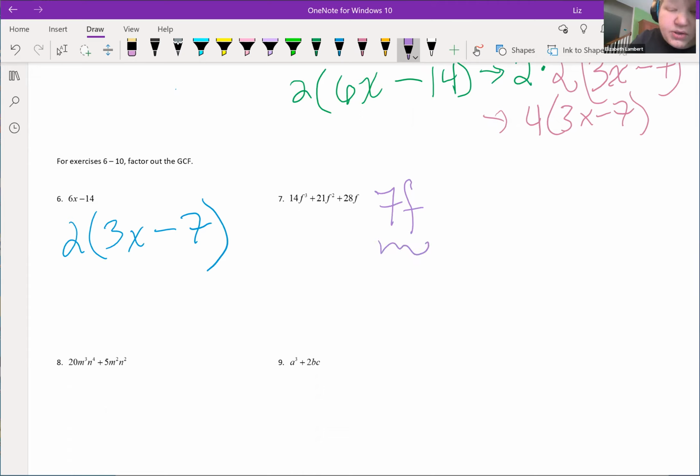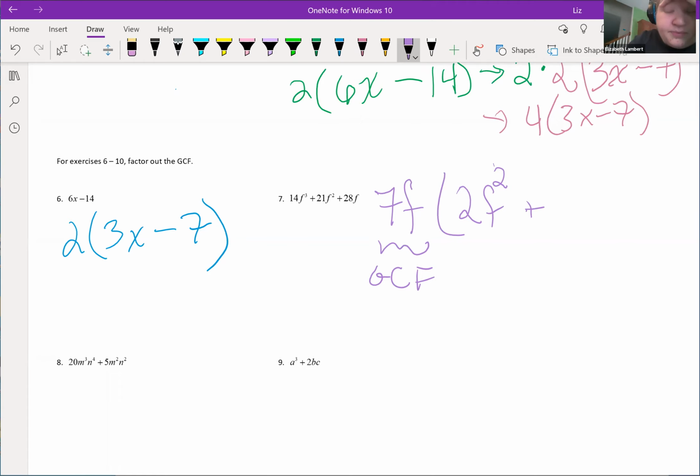So the 7f is our greatest common factor. And now we're going to write what I sometimes term the leftovers. So if I pull 7f out of 14f cubed, now remember, this is not pulling out by subtraction, but pulling out by multiplication division. So really, 7f times what would get me back to 14f cubed. Well, 7 times 2 would get me back to 14. I'm factoring out 1f, so that leaves 2 of the f's inside.